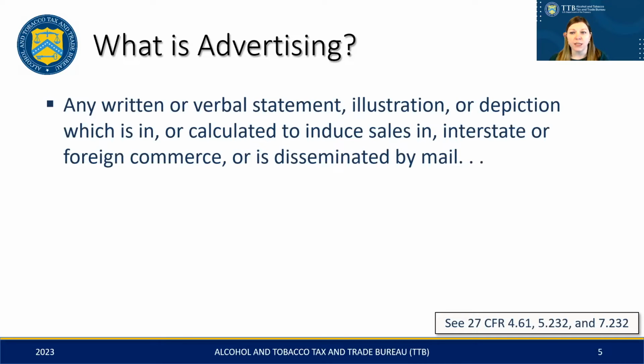You will notice on this slide, as well as in future slides, that we have the regulatory citation in the lower right corner of your screen. This is where you can read the specific regulatory provisions being addressed in their entirety, should you wish to do so. So in this case, the definition of advertising can be found in 27 CFR, section 4.61 for wines, section 5.232 for distilled spirits, and section 7.232 for malt beverages. These regulations are available on the TTB website for viewing.